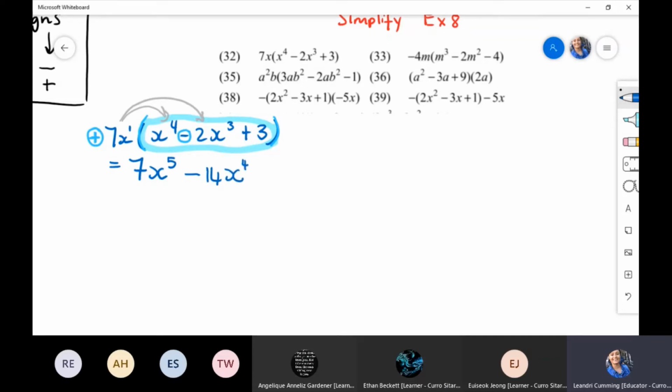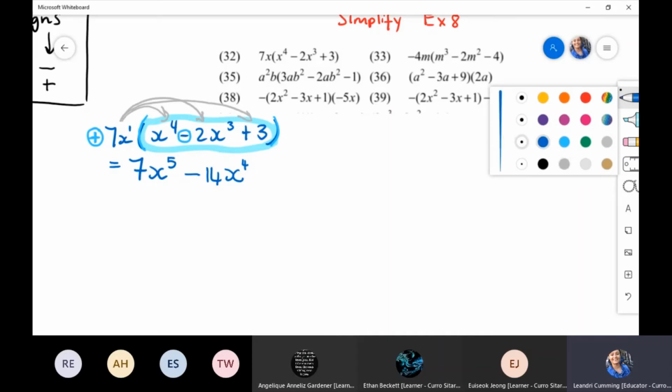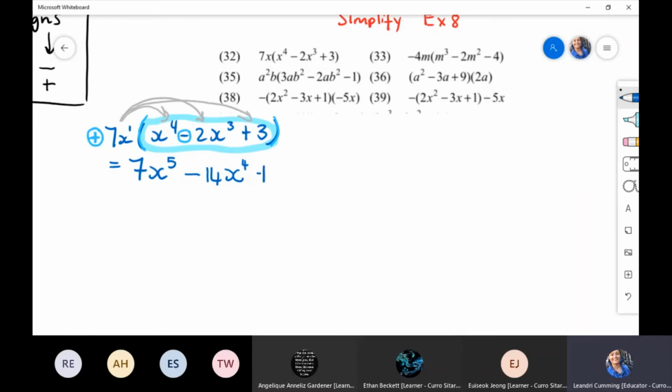I go back to my 7x and I multiply it with the third term, the constant. And here I see I have a positive times a positive is a positive. Note how I sort out my sign first, then my coefficient, and then the variable. The variable is the ever-changing little letter, and then the exponents. This is your rule that you will apply with products.